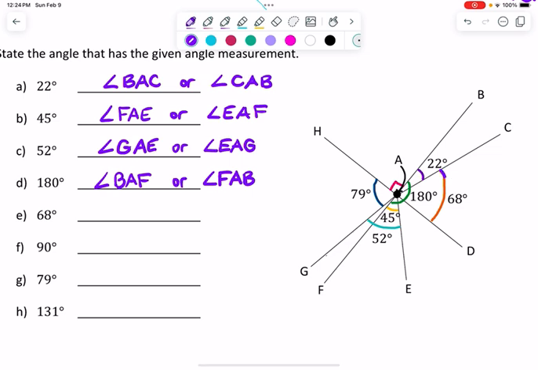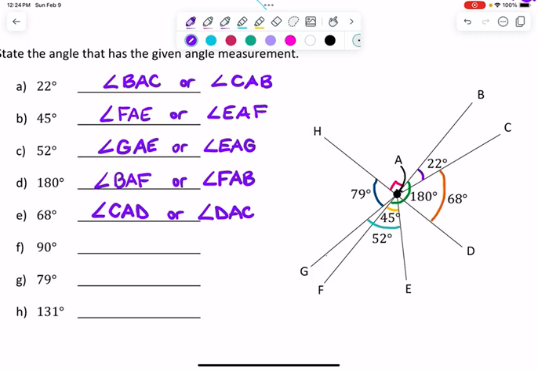68 degrees, I can see that's denoted with this orangey curve here. I'm getting CAD, angle CAD, or angle DAC. Both totally accurate, both more than welcome.